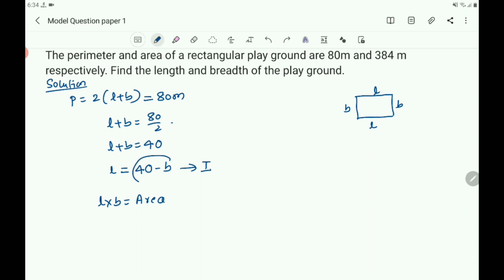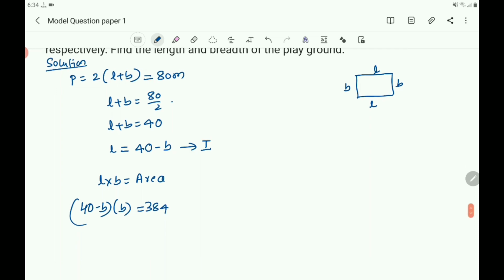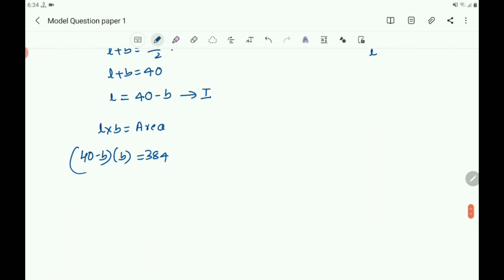L equals what? 40 minus b. Then you write 40 minus b into b equals the area, 384. Then that is 40b minus b square. 40 into b is 40b, and minus b into b is minus b square. That equals 384.